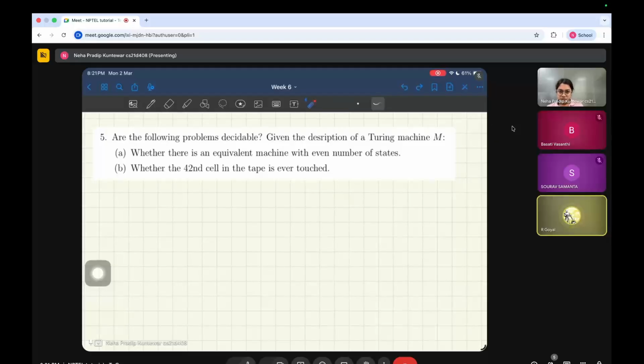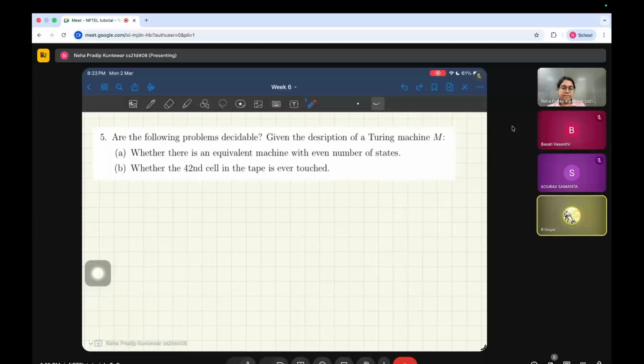I think there is Rice's theorem, which says that verifying non-trivial semantic properties of a Turing machine is undecidable. I don't know whether this is related to that, but for whether there is an equivalent machine with an even number of states: given the description of the Turing machine M, I can always add a few more dummy states into the design so as to make the number of states even. And whether the 42nd cell of the tape is ever touched.